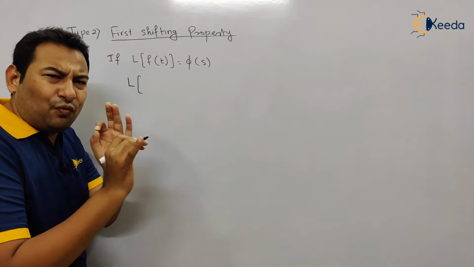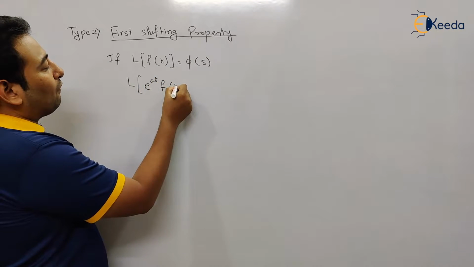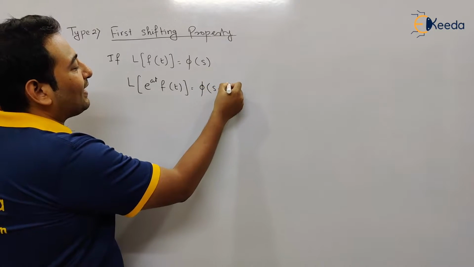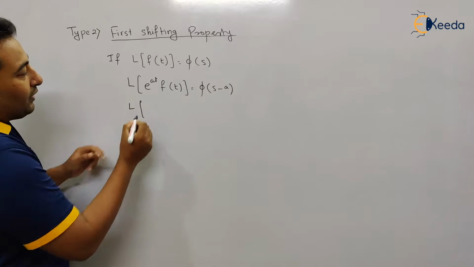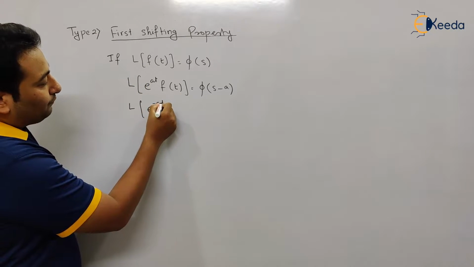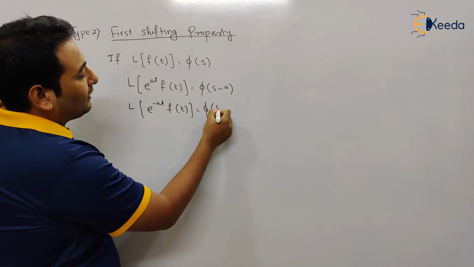It's very simple. e raised to at into f of t. So this is the first shifting property, and here s will be shifted by s minus a. So this is the first shifting property, where it is plus at, or it can be minus at also, into f of t is equal to phi of s plus a.